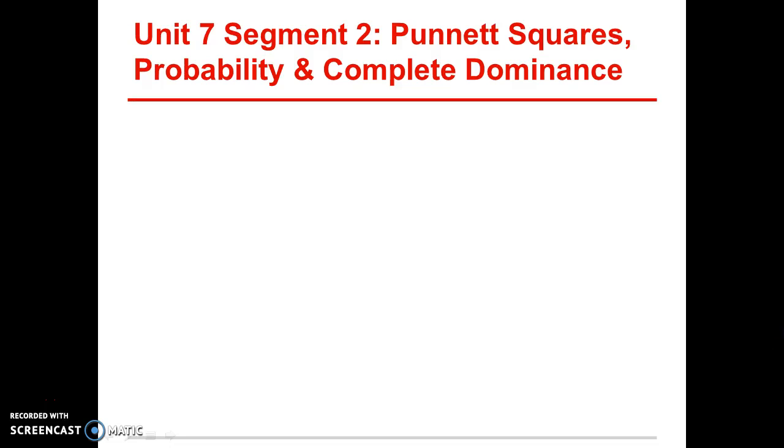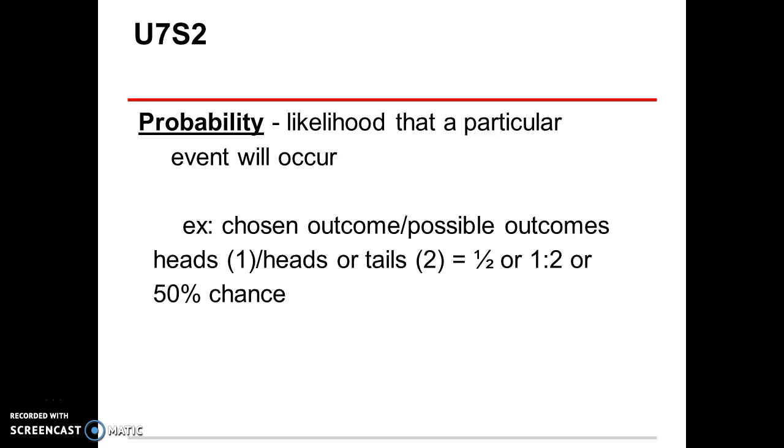Okay, bio, this is Unit 7, Segment 2, Punnett Squares, Probability, and Complete Dominance. Probability is defined as the likelihood that a particular event is going to occur. So what is the likelihood that I'm going to give a recessive allele to my offspring or a dominant allele? So probabilities in genetics are pretty important. It's your ability to predict the outcome. What are all the possible outcomes that could happen?